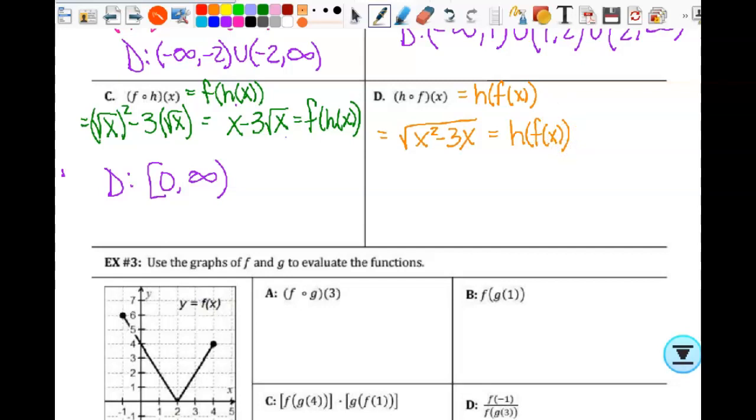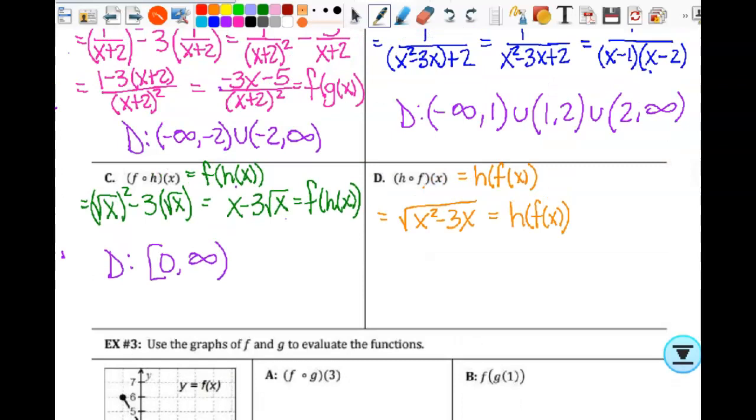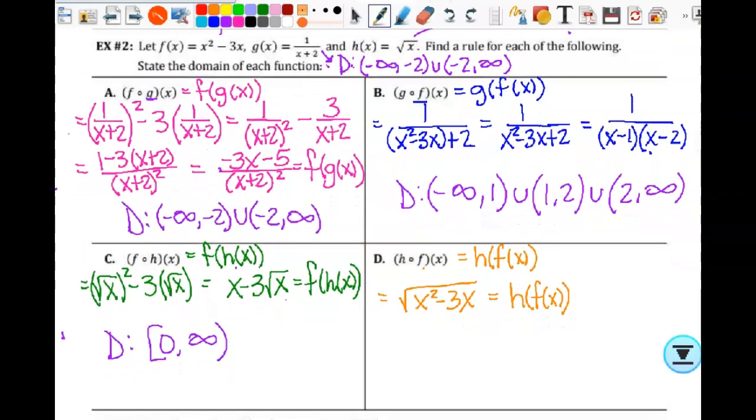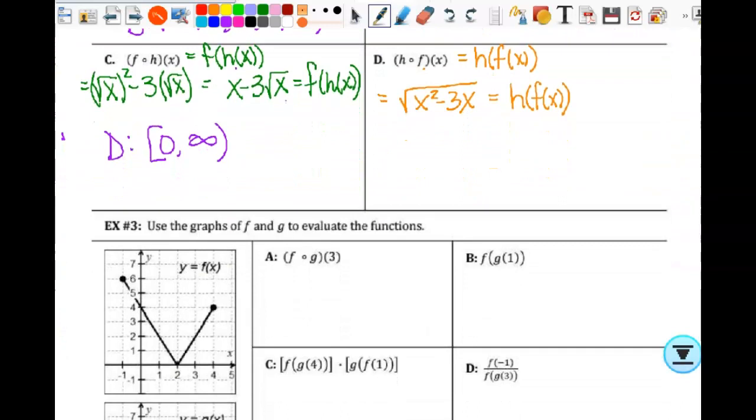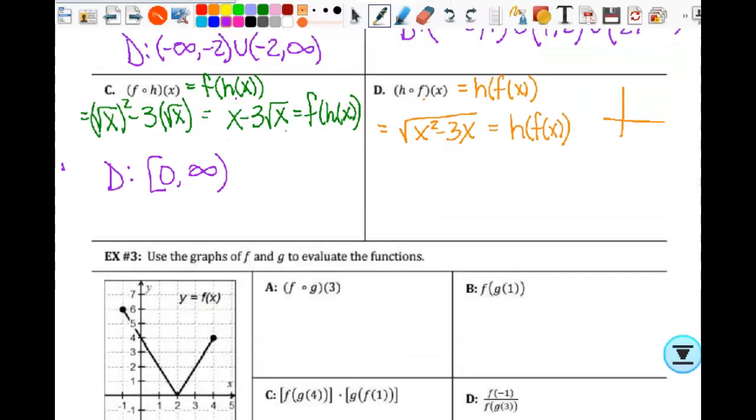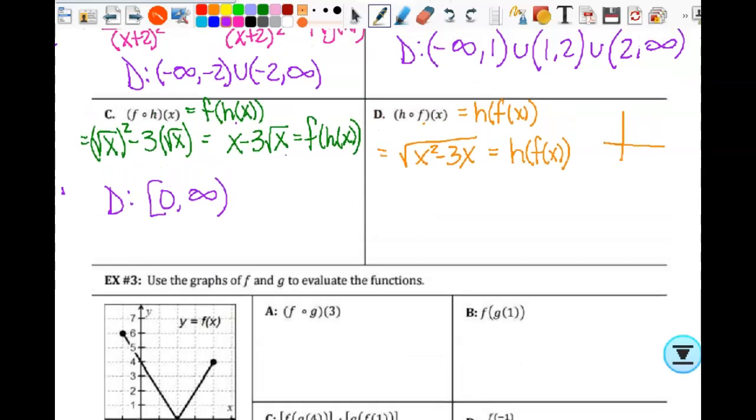All right, so my domain is the domain of f so long as all of the outputs live in the domain of h, right? Now this one, I think it helps if you have a picture. So we have this function, x squared minus 3x, and we want to think about the outputs of x squared minus 3x. So we want to look at the graph of that. We know it's a parabola, right?